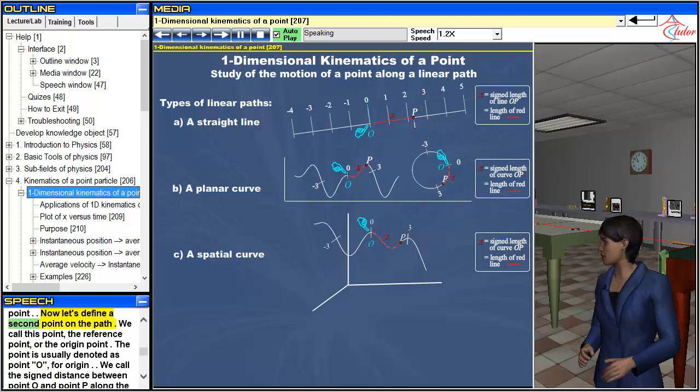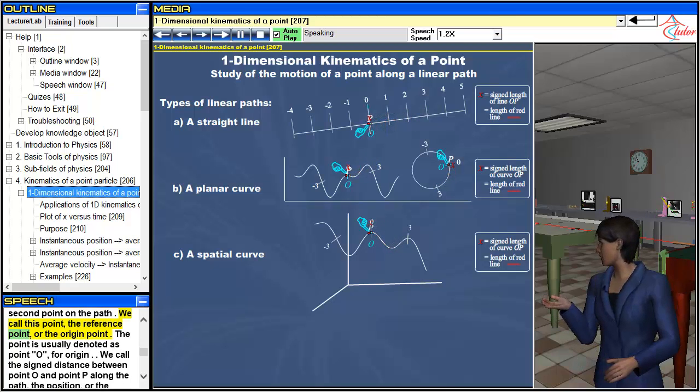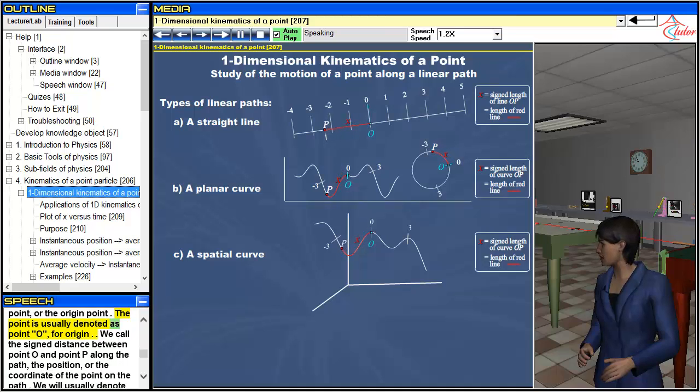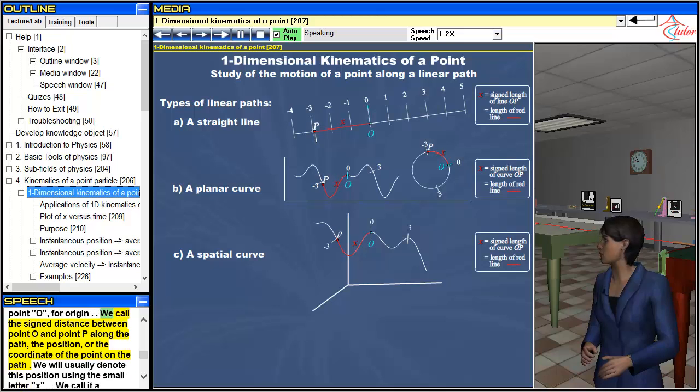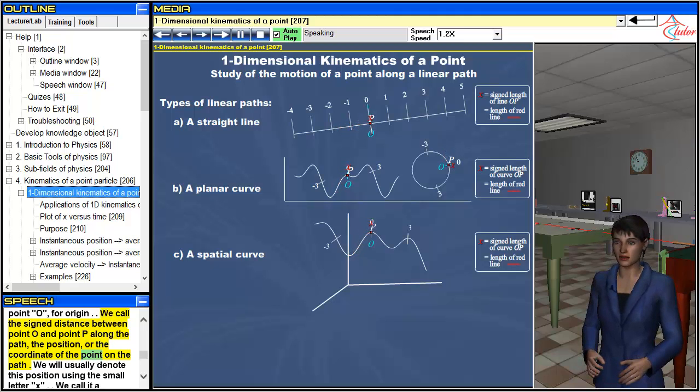Now let's define a second point on the path. We call this point the reference point, or the origin point. The point is usually denoted as point O, for origin. We call the signed distance between point O and point P along the path the position, or the coordinate of the point on the path. We will usually denote this position using the small letter x.